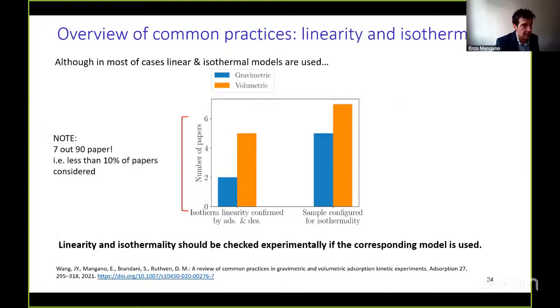Linearity and isothermality. Here, what is important to look at is essentially research that does the actual checks to confirm isotherm linearity by doing adsorption and desorption. You need to look at the y-axis. We are talking about 77 papers out of 90, so less than 10% of the papers considered actually do the configuration change of the sample and the linearity confirmation by doing adsorption and desorption. And this is something that should be done as a default check for any of the experiments that are done, both in gravimetric and volumetric systems.